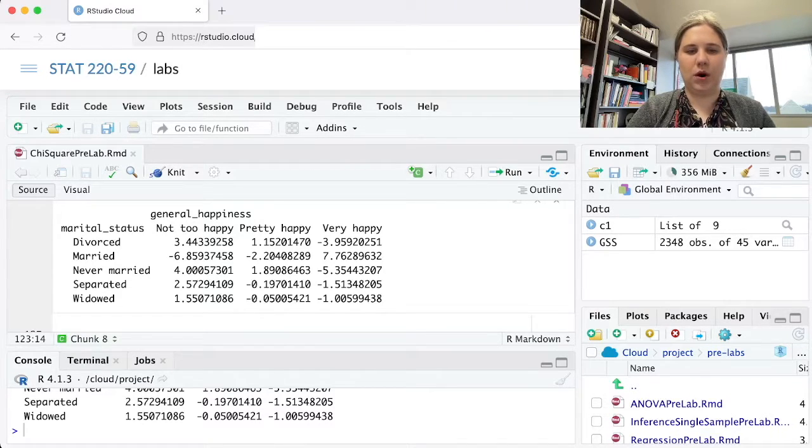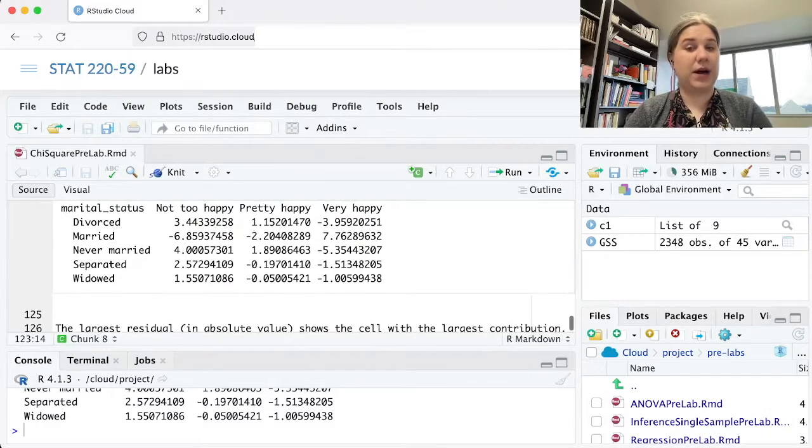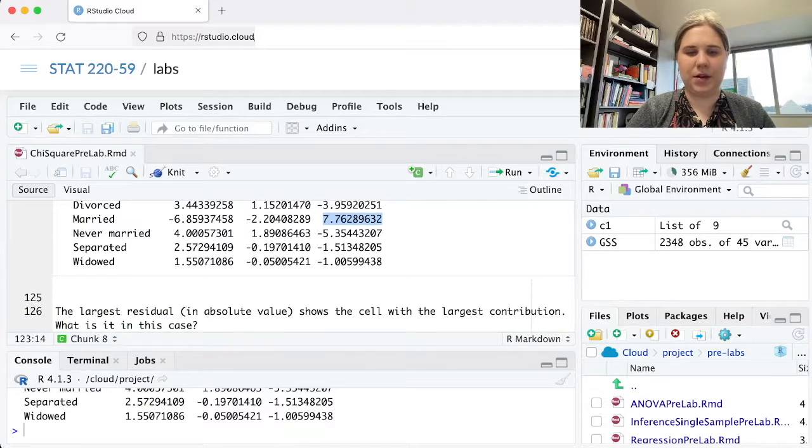And so you want to look for the pieces that are the largest, either the biggest positive number or the biggest negative number. So let's see, 3.44, well, 3.9 is bigger than that. Ooh, 6.8, that's bigger. 7.76, that might be our winner. Let's see, is there anything positive or negative that is larger in absolute value? No. So it looks like the biggest difference is in the married, very happy category. So that's the cell with the largest contribution. That's the married, very happy cell. So that's how you can tell the contributions.